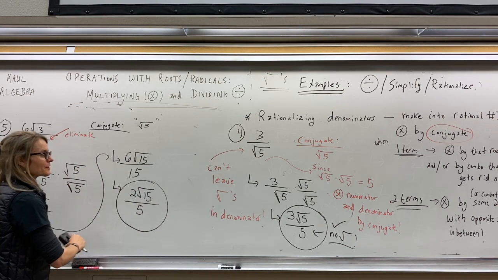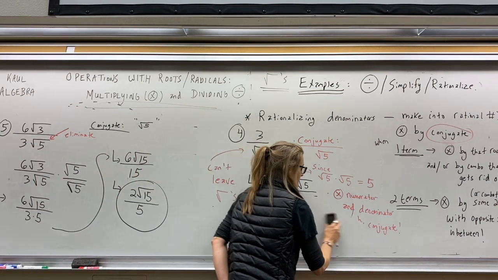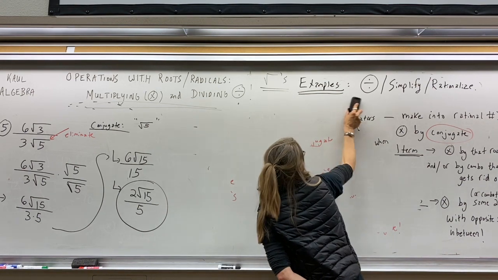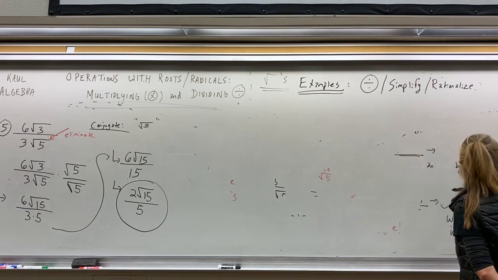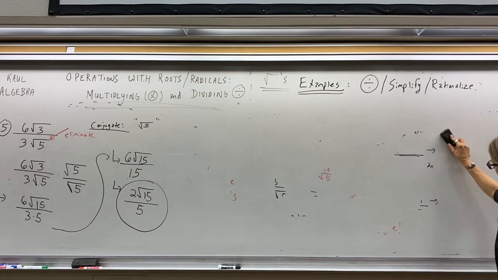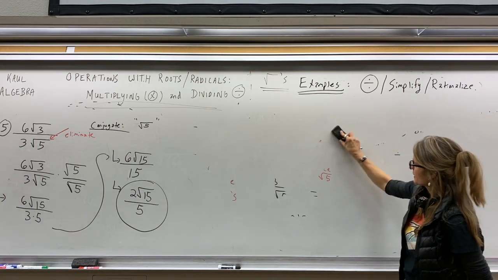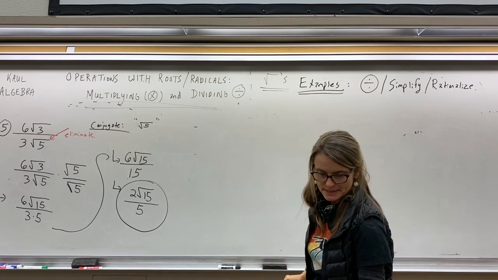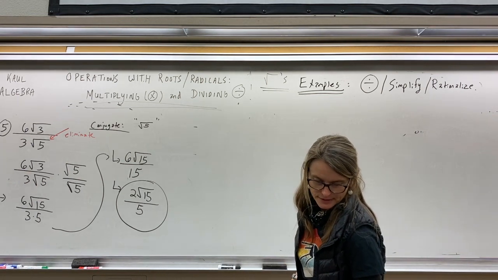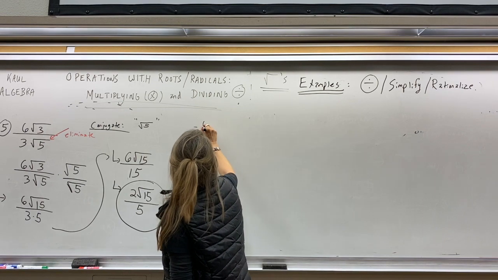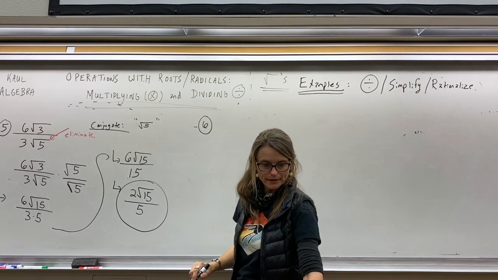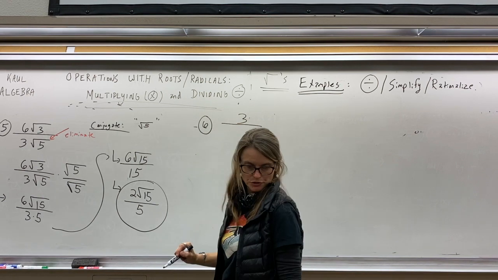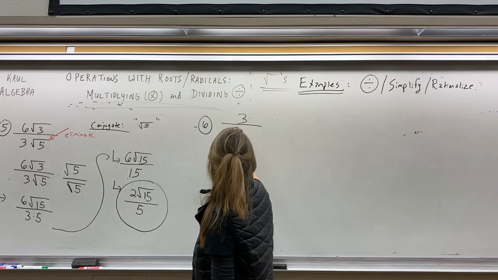One more example to go over. All right, let's go over 2 terms. Let's say we had a problem where we have 3 over 2 minus the square root of 5.